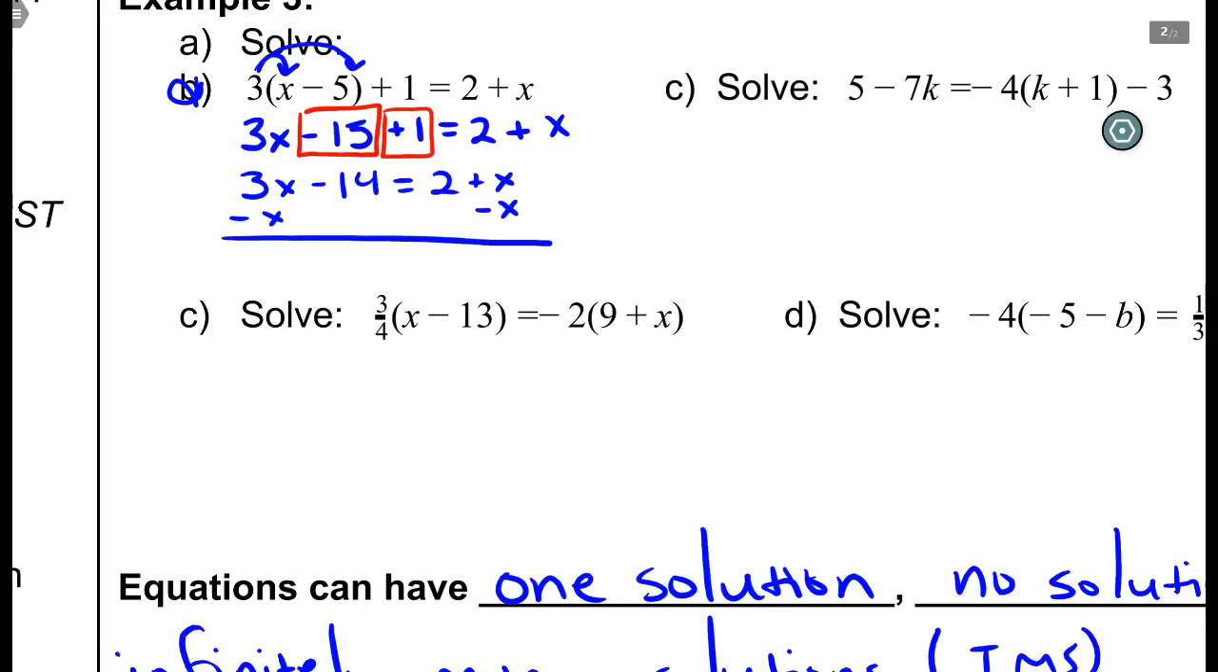3x minus x is 2x. And I know that I'm going to end up having to move this minus 14 over as well, so we'll add 14 to both sides. Again, this is kind of a recap of what we've done the last few days. All right, so minus 14 and positive 14 make nothing. 2 and 14 make 16, and plus x and minus x make nothing. So if 2x equals 16, x equals 8.